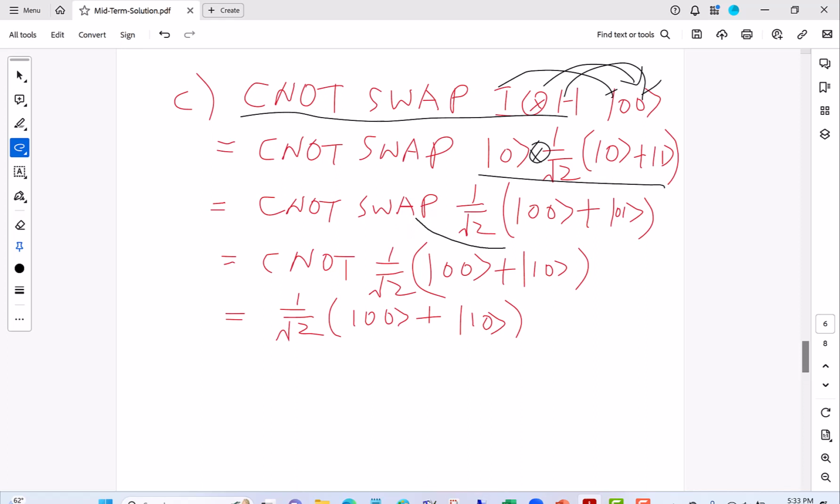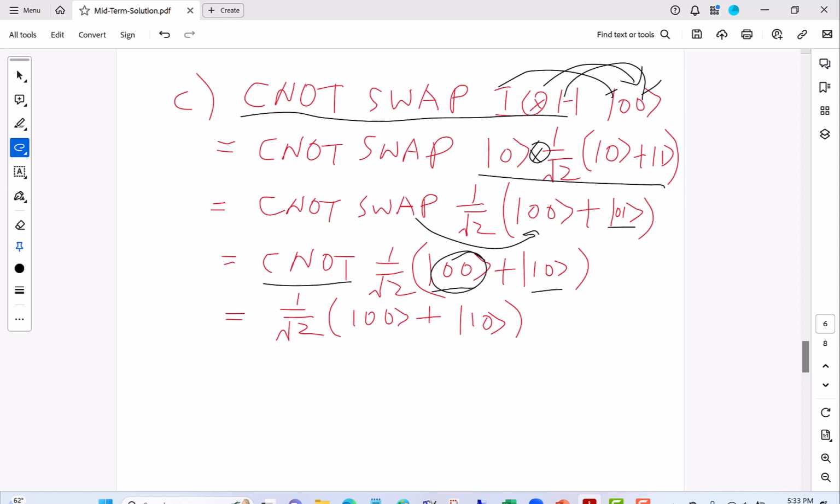Then I apply the swap gate. By the definition of the swap gate, it swaps the indices inside the basis. 0, 0 is still 0, 0. But 0, 1 becomes 1, 0. That is the definition, right? You don't even need to think about that. And then we apply the control NOT gate to it. Again, we can distribute, and apply the control NOT gate to 0, 0.